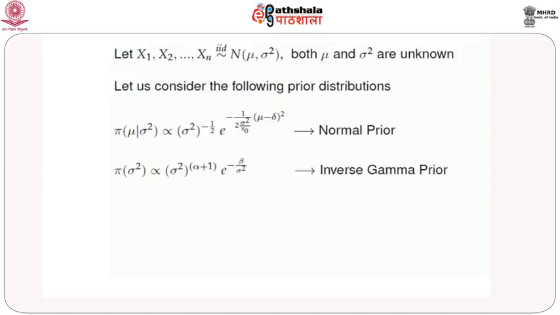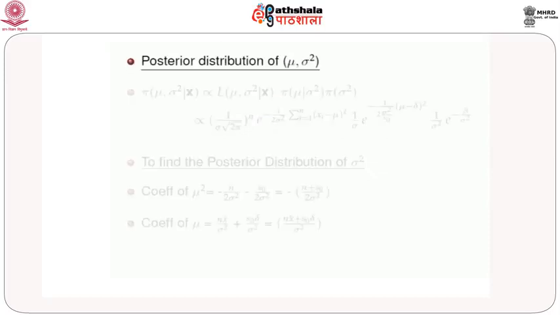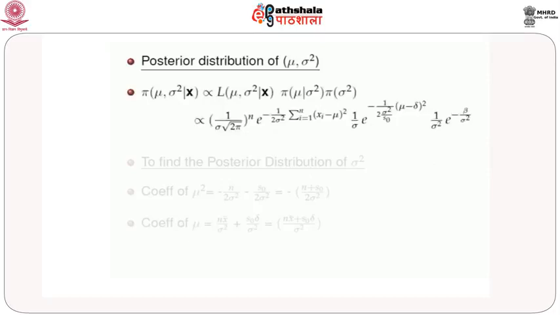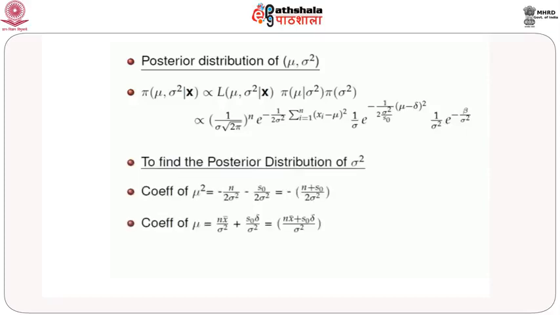This is conventionally known as the NIG prior, or the normal inverse gamma prior, for the above family of normal distributions when both mu and sigma square are unknown. So, the posterior distribution of mu and sigma square is proportional to the likelihood of the parameters mu and sigma square given the data x1, x2, ..., xn multiplied by the corresponding assumed prior distributions. So, the form of the posterior distribution is proportional to that shown below. Next, we are interested in finding the posterior distribution of sigma square.